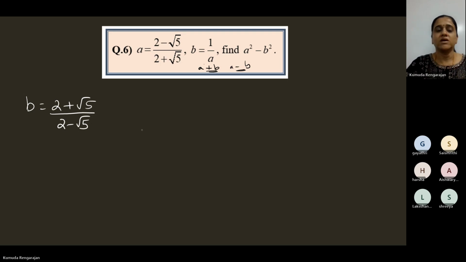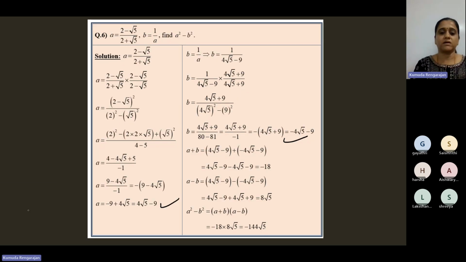So you see, first A's denominator is irrational, so rationalize the denominator. B's denominator is irrational, so rationalize the denominator. You should first find A and B with rational denominators. That's the first step. Then find A plus B. After that, find A minus B. Now, the product of these two answers, A plus B into A minus B, will be the value of A square minus B square. Take the help of the slide and work it.